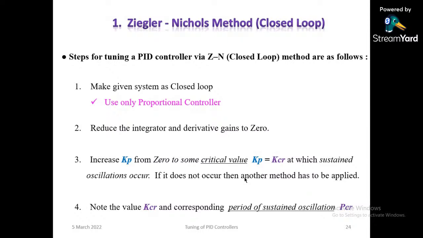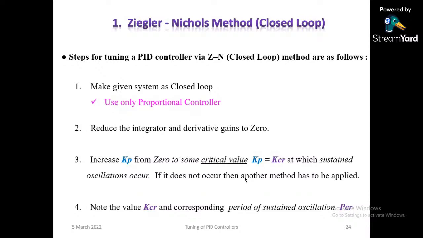If sustained oscillations do not occur, meaning the oscillations keep gradually decreasing, then keep increasing the proportional gain until they do. And suppose sustained oscillations never occur, then you cannot go through this method. If it does not occur, then another method has to be applied, so the Ziegler-Nichols closed loop method is not applicable.